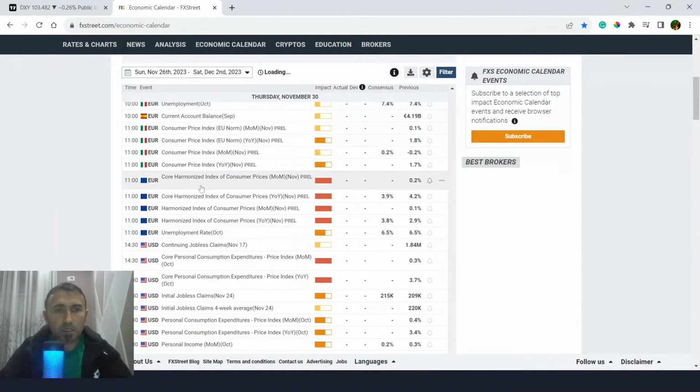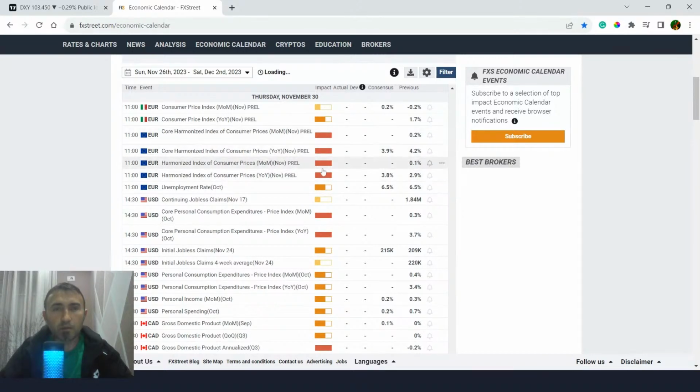During the day on Thursday, at 10 a.m. London time, we have core harmonized index of consumer prices and the unemployment rate. So it will be a very volatile day considering these numbers. We may see a slowdown in the Eurozone economy related to the CPI data. This may create strong volatility in the market, and we may see the euro becoming weaker if it slows down. So this part will be very important.